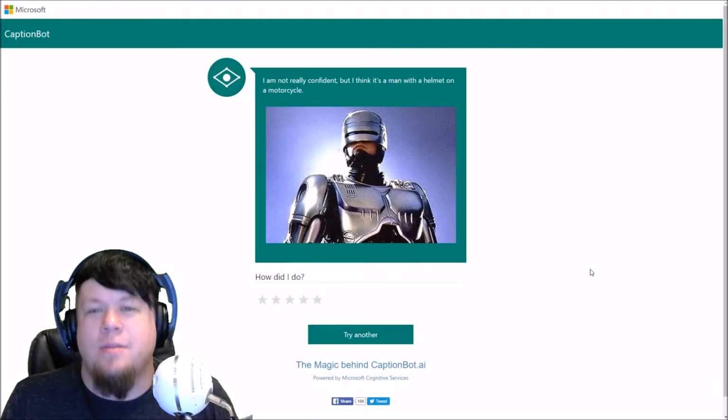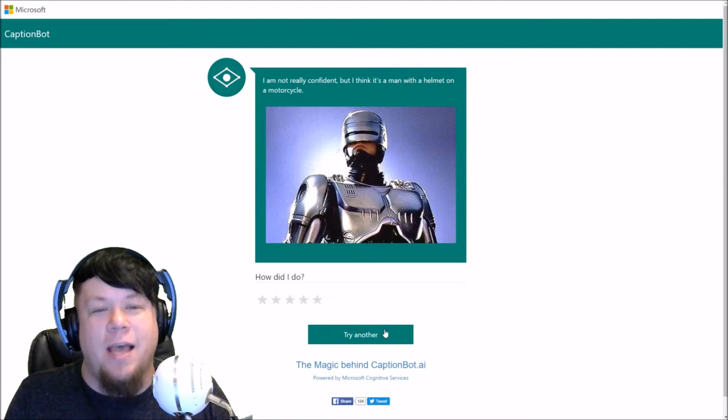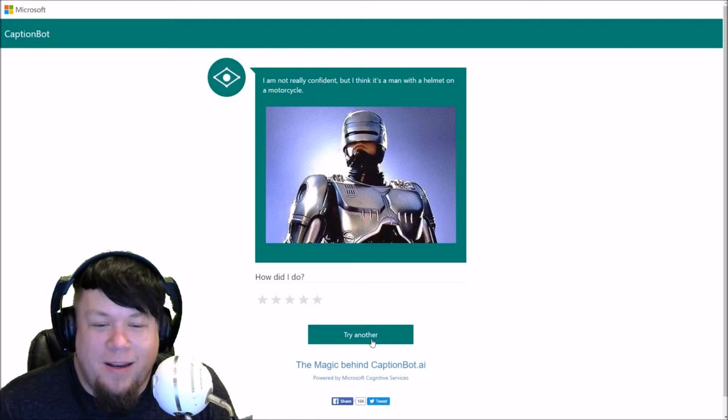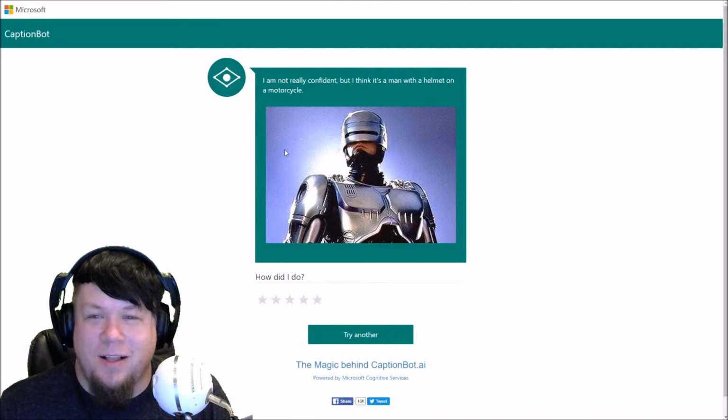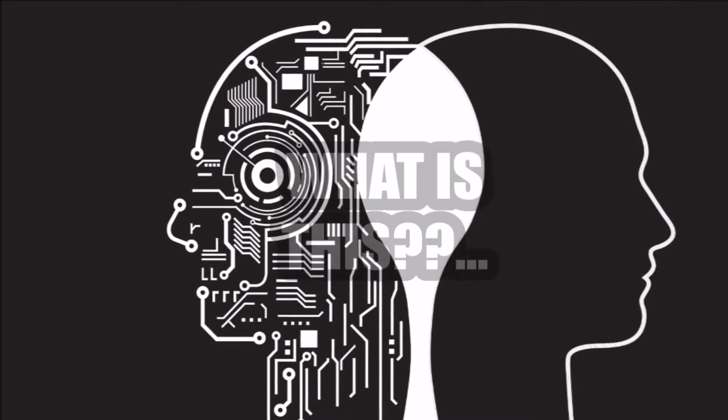RoboCop. I'm not really confident, but I think it's a man with a helmet on a motorcycle. What? Okay, well, he has a helmet on. Whatever, that's close enough, I guess. It's an interesting result, but I think we gotta go deeper.